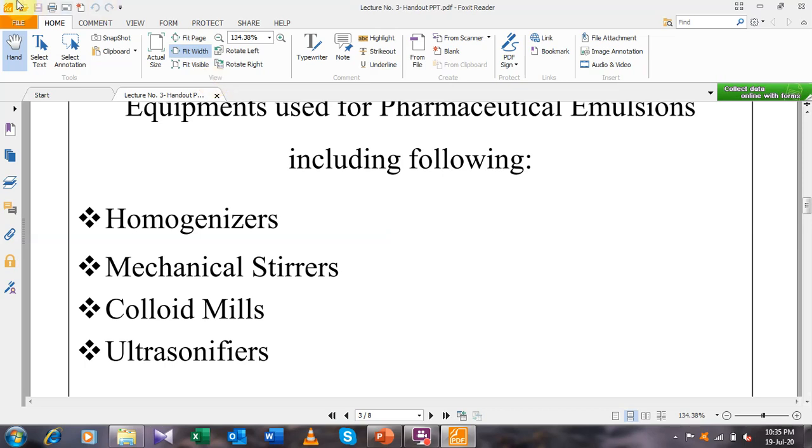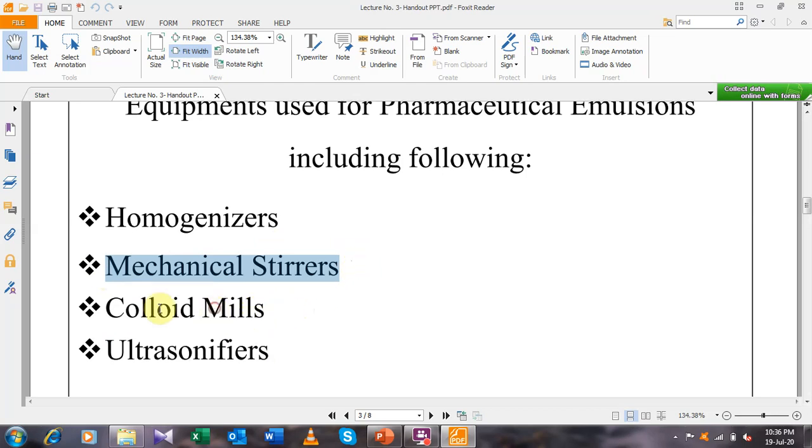Remember that we have classified these four equipment on two bases. One is termed the pressure based mechanism. The homogenizer works on the principle of pressure, and the ultrasonifier is also one of the equipment based on the mechanism of pressure. The rest of the two, the mechanical stirrer and the fourth one, the colloidal mill, are non-pressure based mechanism working equipment used for the formulation of pharmaceutical emulsions.